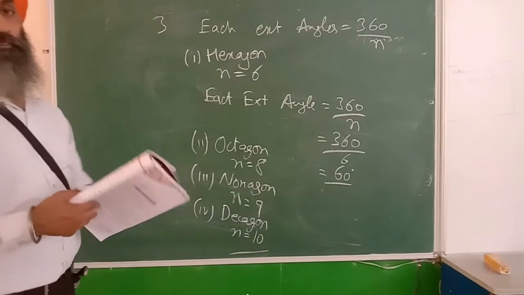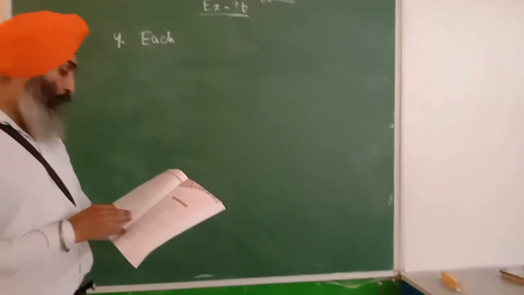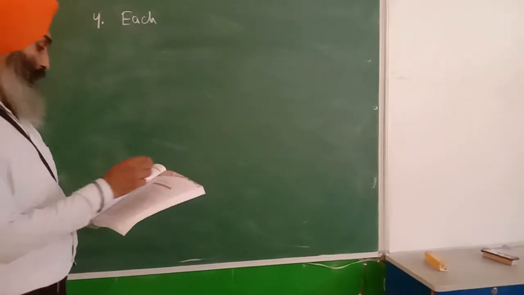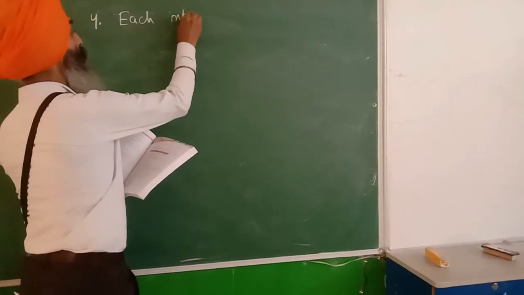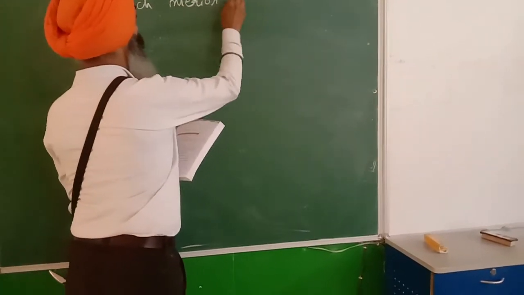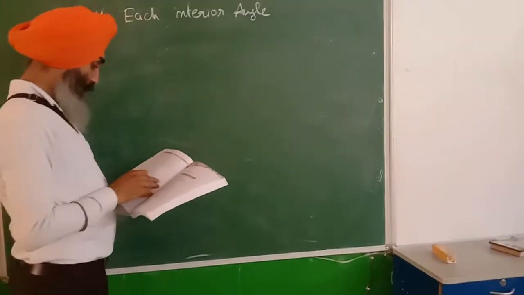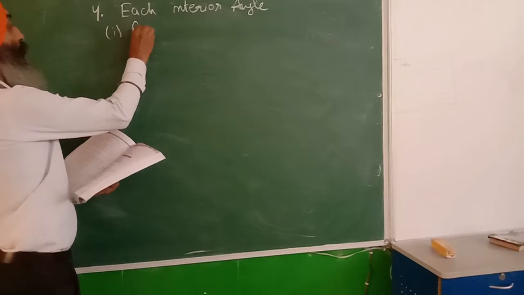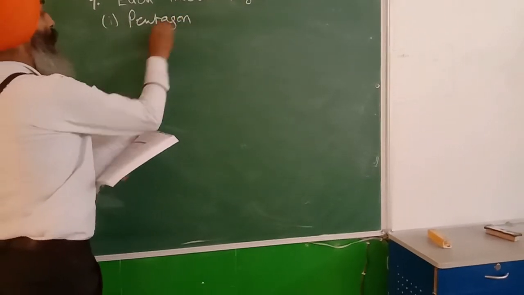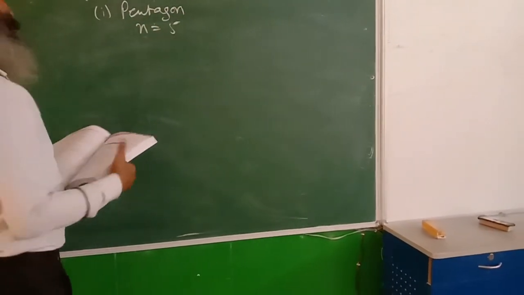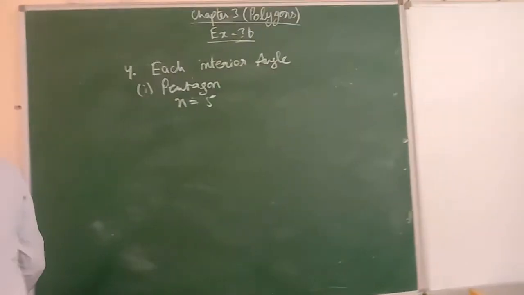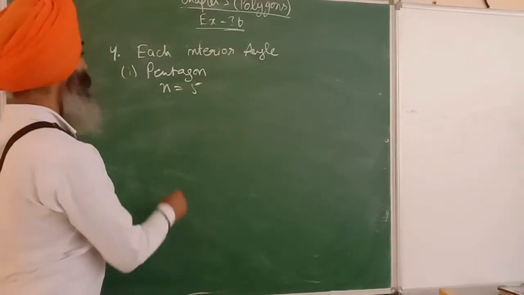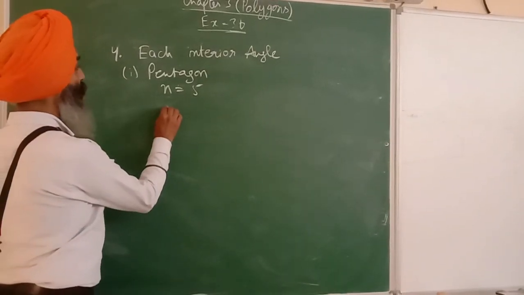Okay everyone. So students, in the fourth question we have to find the measure of each interior angle of a pentagon. Pentagon means n is equal to 5. So for each interior angle, first of all we will find the exterior angle, for which we know the formula.